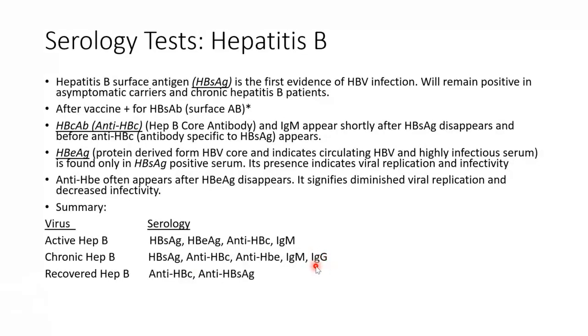Okay, so I said IgM is gone. The acute infection is gone, but the IgG is up for a chronic infection, and it could mean that somebody had an acute infection in the past. So just keep the main concept in mind to help you. Recovered hepatitis B, anti-HBc is high.